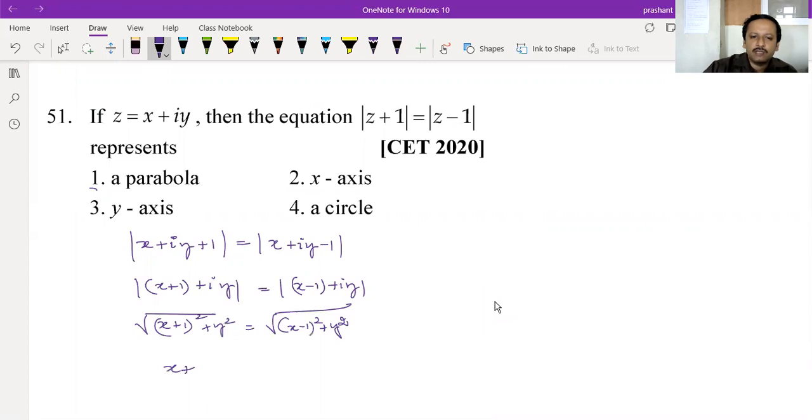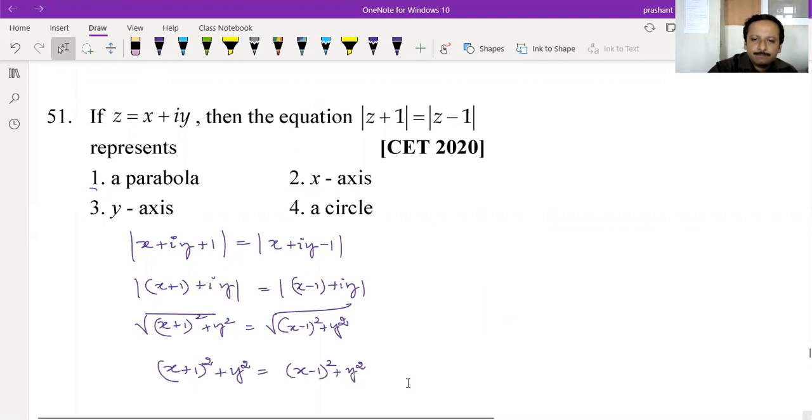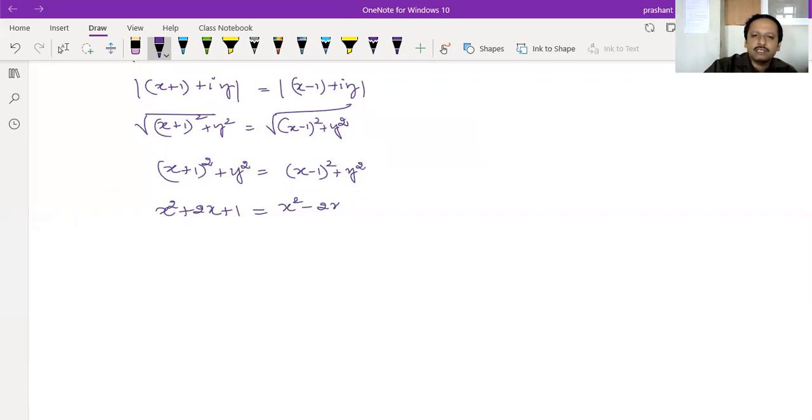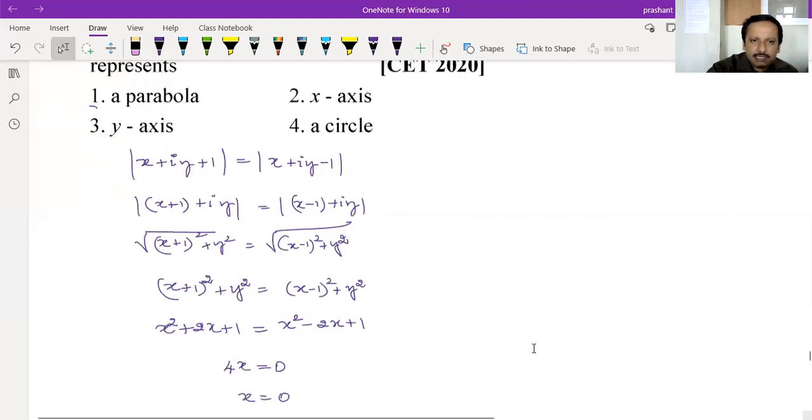Squaring this will give you x plus 1 whole square plus y square is equal to x minus 1 whole square plus y square. So y square gets cancelled. Expand this. x square plus 2x plus 1 is equal to x square minus 2x plus 1. x square plus 1 gets cancelled. Bring that 2x to this side. 2x plus 2x, that will give you 4x is equal to 0, which means x equal to 0. x equal to 0 is the equation of the y-axis. So y-axis is the answer.